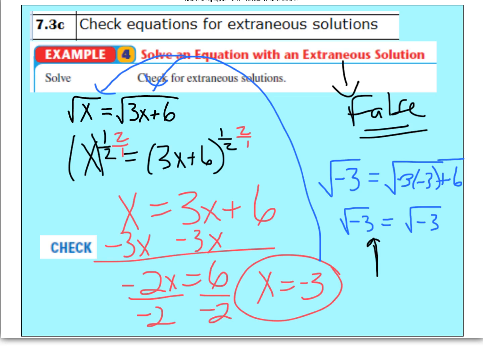So we're going to say this is actually an extraneous solution because we are not talking about imaginary numbers. We cannot take the square root of negative 3. There is not a number that, times itself, gives us negative 3 that is a real number. That's only imaginary numbers. So this is an extraneous solution. The math gives us a number, but the answer is false.